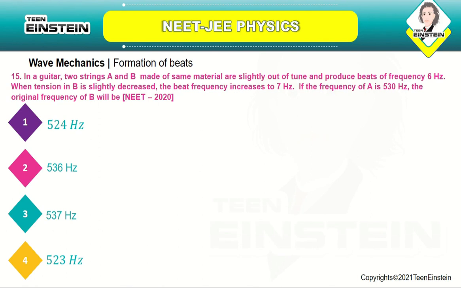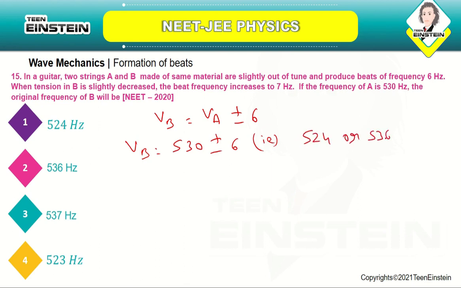Okay, so here they have given VB is equal to V plus or minus 6. That is, the frequency is changing out of tune and produces beats of frequency 6 Hz. It might be a plus or it might be a minus. So VB is equal to VA plus or minus 6, and VB is equal to 530 plus or minus 6. That is, it can be 524 or 536 Hz.